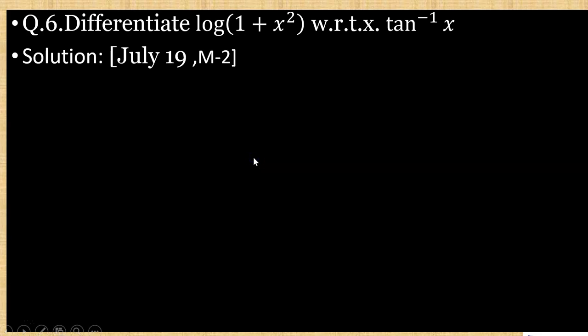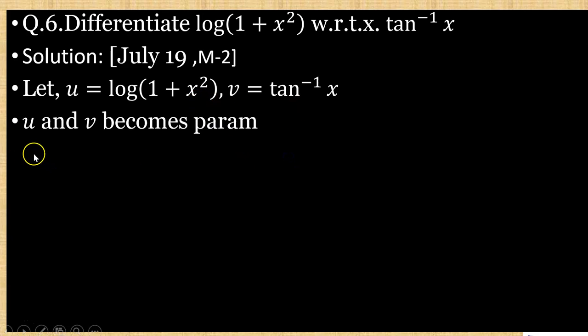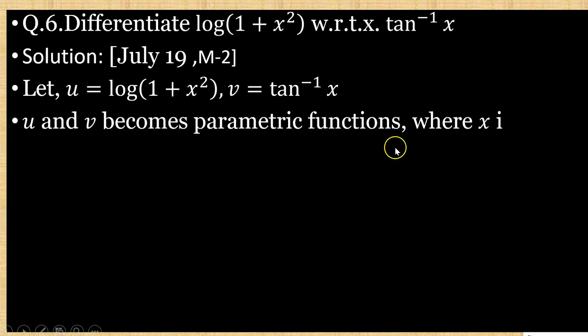Now the question number 6. Differentiate log of (1 plus x square) with respect to tan inverse of x. And again, this example was asked in July 19 for the March 2. Let u is equal to log of (1 plus x square), v is equal to tan inverse of x. u and v become parametric functions where x is the parameter.